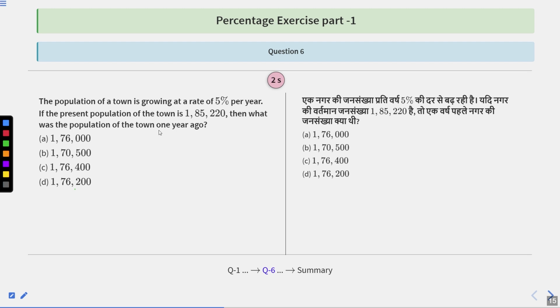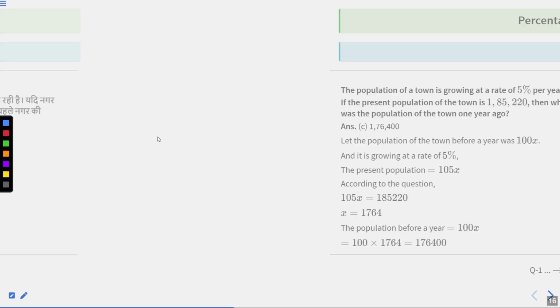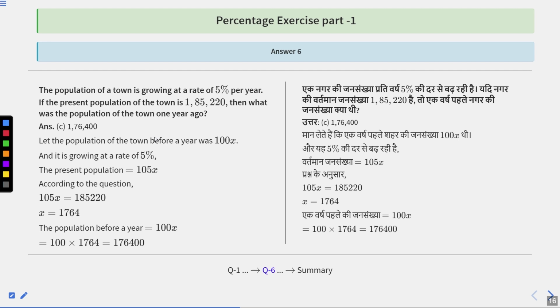Now, let the population of the town before a year be 100x and the rate of growth is given as 5%. So after 1 year, the present population is going to become 100 plus 5, because 5% of 100 is going to be 5. So it is going to become 105x. But according to the question, it is 1,85,220. That means 105x is equal to 1,85,220.